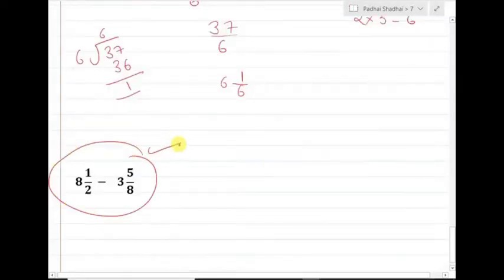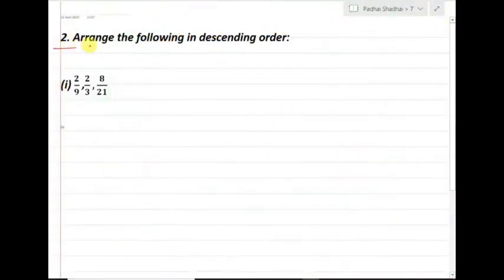Next one, 8 integer 1 by 2 minus 3 integer 5 by 8. First convert them into proper fractions, that you can do yourself. Now here we have to arrange in descending order. Okay, remember it, descending means decreasing. First of all we have to write down the biggest number, and then we have to go in smaller order.